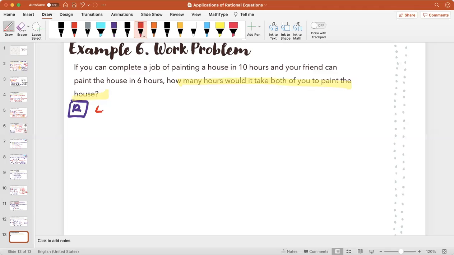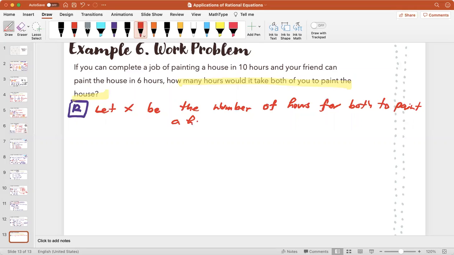So let x be the number of hours for both to paint the house, or for both to paint a house.